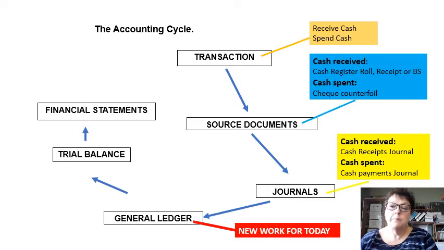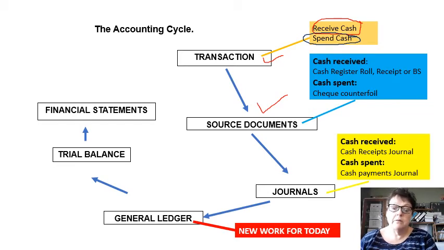The first step of the accounting cycle is the transaction. You already know that there are two types of transactions. In the one, the business receives money, and in the other one, the business will spend money. So that is the two types of transactions we have so far. A transaction must be recorded on a document. We know about the second step in the accounting cycle, which is source documents.